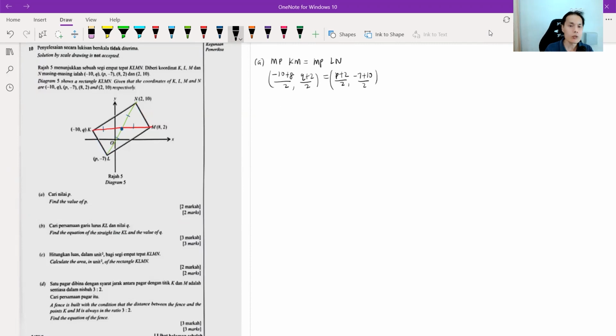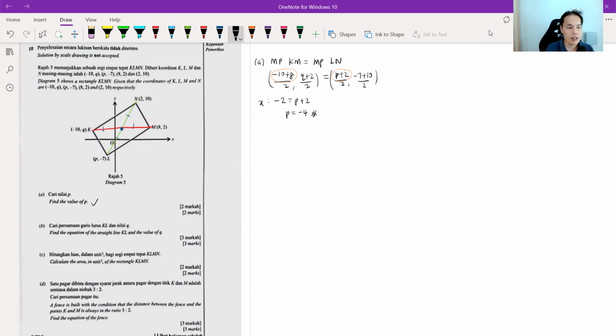Now, since we are only finding P, we just compare our x coordinate. So my x coordinate here is -2. And in fact, I'm just comparing the numerator. I don't need the denominator. So -2 is now P plus 2. P is -4. Now, you don't have to find Q here, so I'm not finding Q for now. We just had to find the value of P.